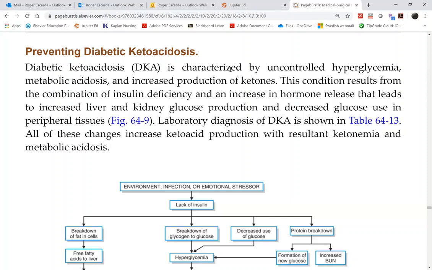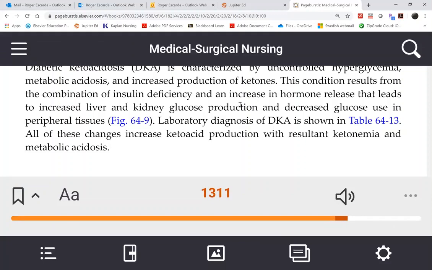And Professor, 1 minute. Which page are you on? 1311.